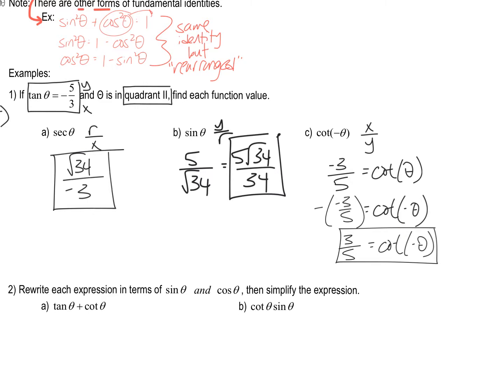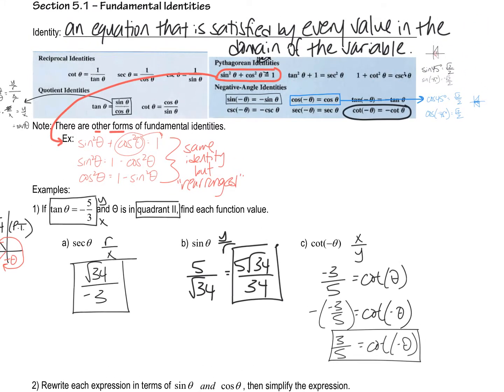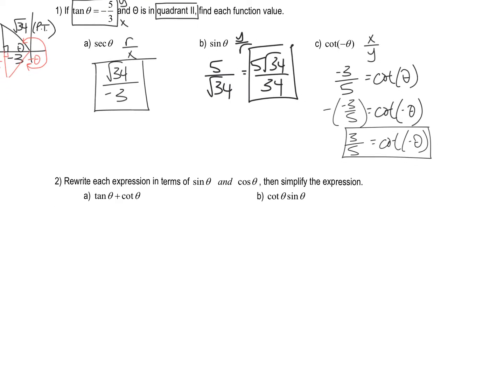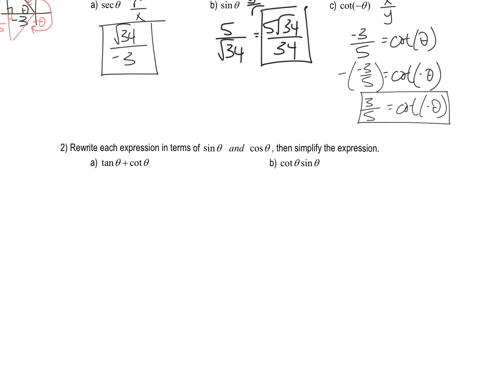So I do want to reinforce that we are going to be using these identities up here. It's faster and more efficient, but again, these identities actually come from somewhere. What you can do is actually draw the negative angle into your picture and figure it out that way if you get confused. Okay, next section, rewriting each expression in terms of sine and cosine and then simplifying.